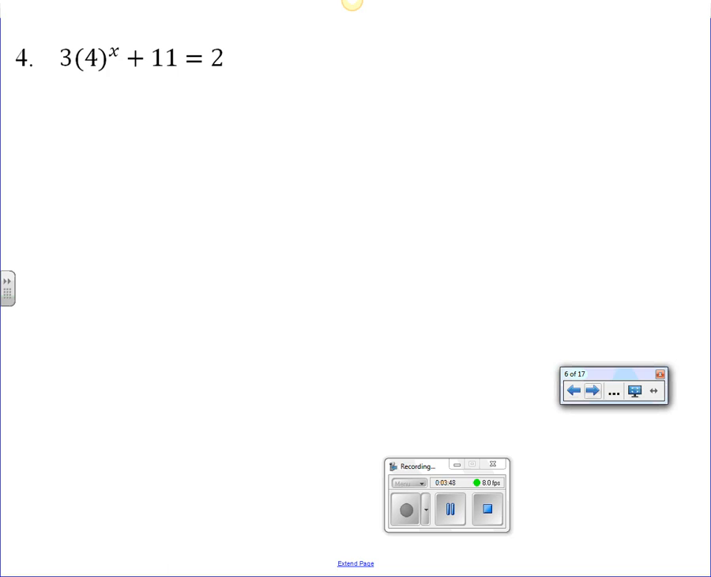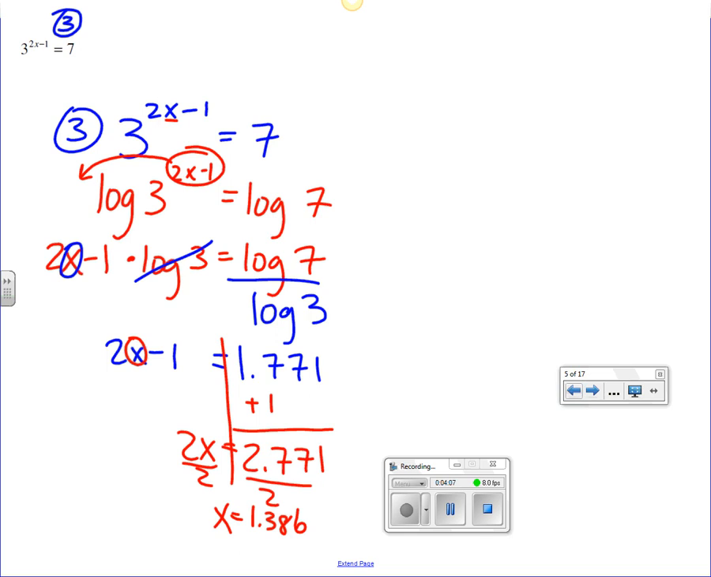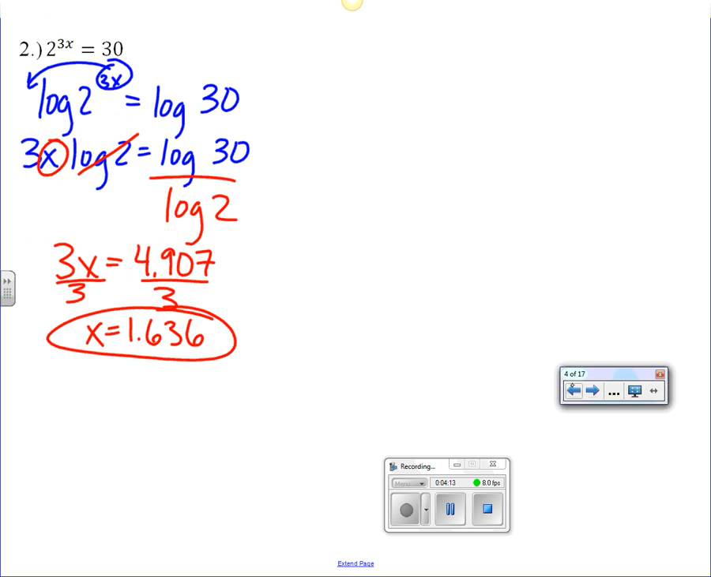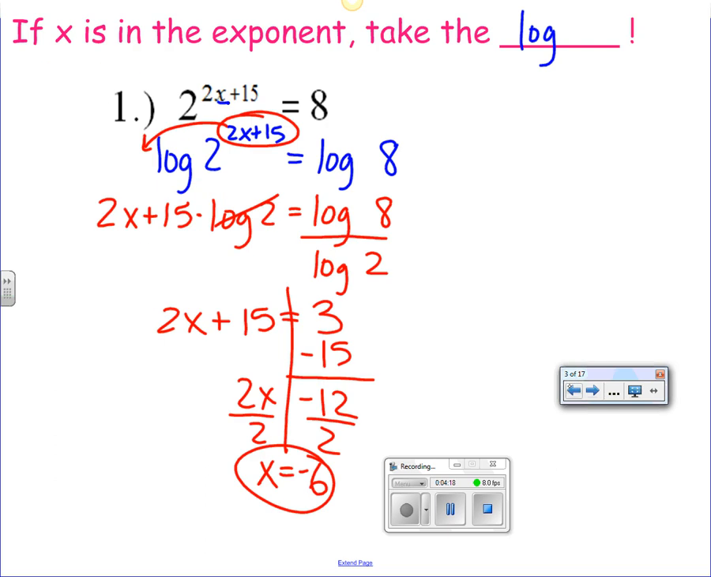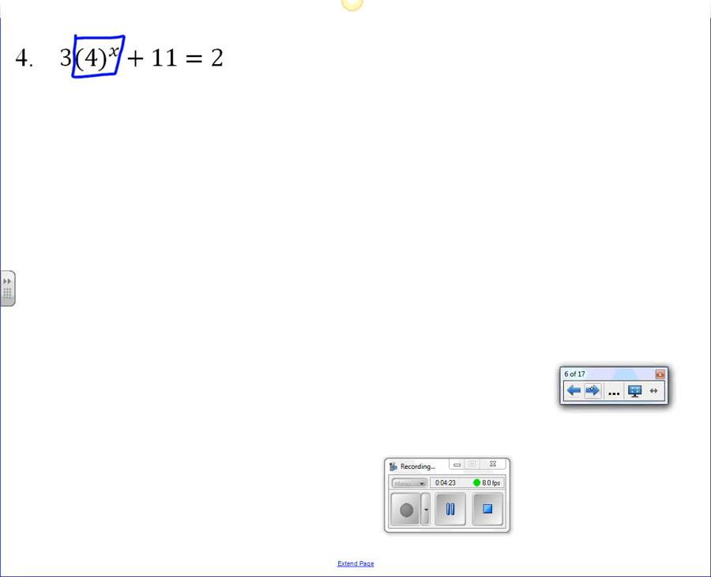All right, number 4. Okay, so x is in the exponent, but before you take the log, you have to get this by itself. So on the previous examples, 1 through 3, the part with the exponent was already by itself. If you go back to number 2, it was already by itself, and if you go back to number 1, it was already by itself. So on this one, it's not by itself, so you need to get that by itself first.